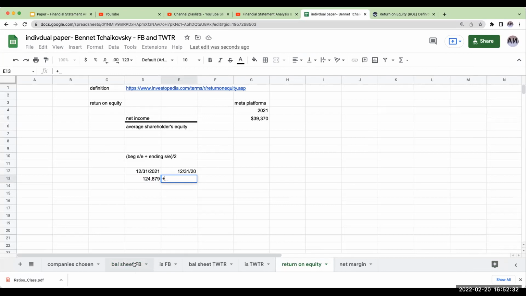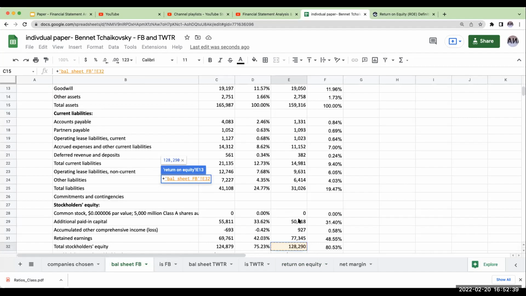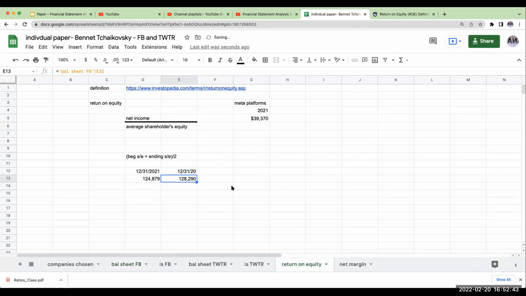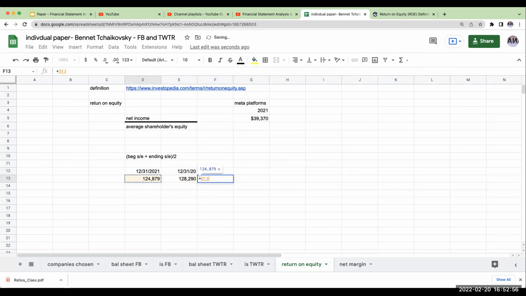So when I come over here to Facebook, this number would be 128,290,000,000. My average shareholders' equity is going to be these two items divided by 2. Or actually, I didn't do that right. Yikes, Bennett, you're losing it. Here we go. Equals parentheses 124,879 plus 128,290 divided by 2. And now we have the true average.